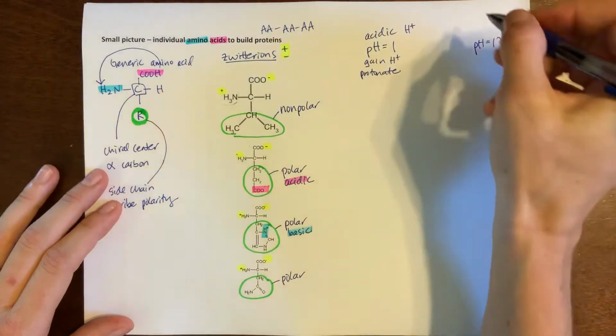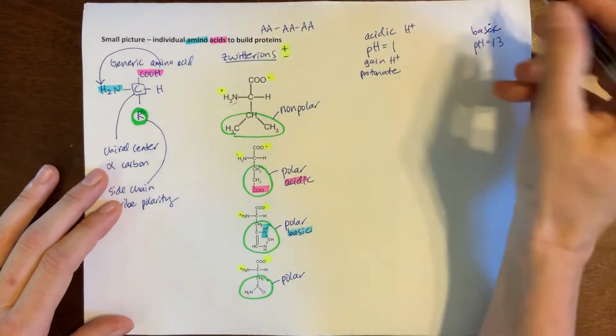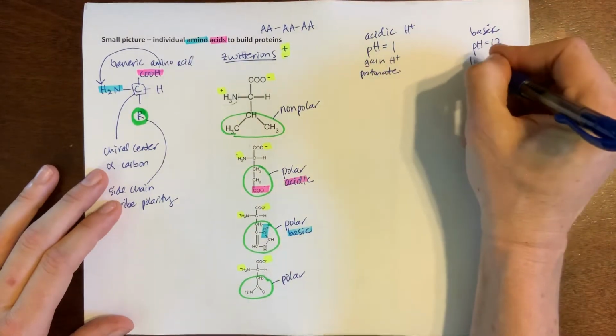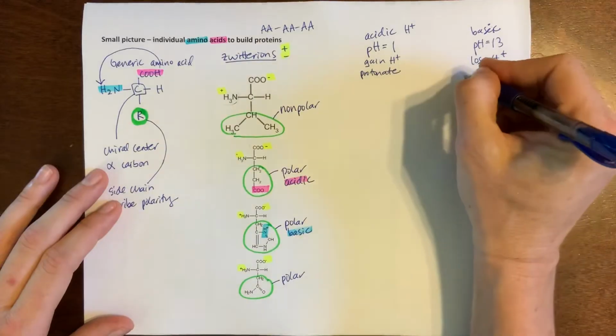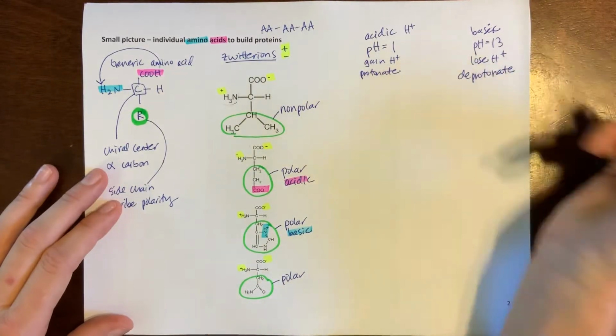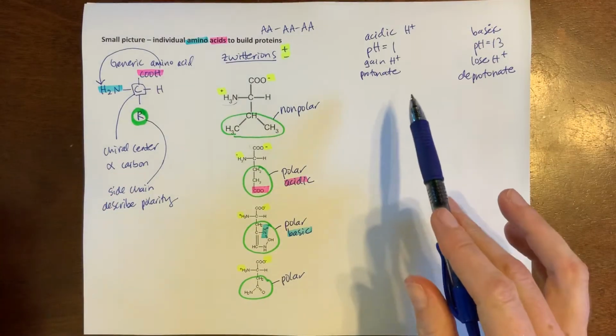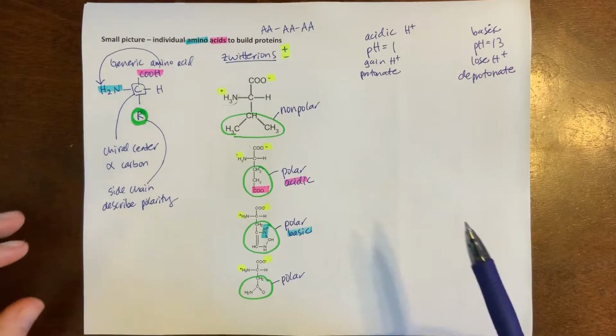Over here, if it's a pH of 13, that tells me that it's very basic, so I don't have H+. This means instead of gaining H+, I'm going to lose those protons, and we had a word for losing protons: deprotonate. All right, so we're going to consider each amino acid as a whole. I'll do some and then I'll leave some for you to try later.